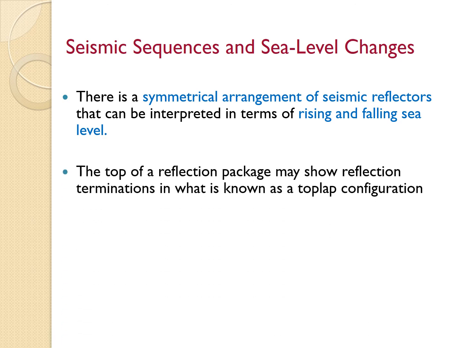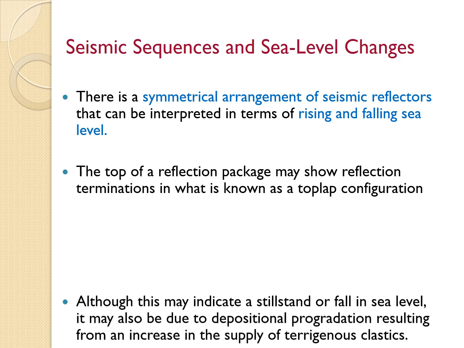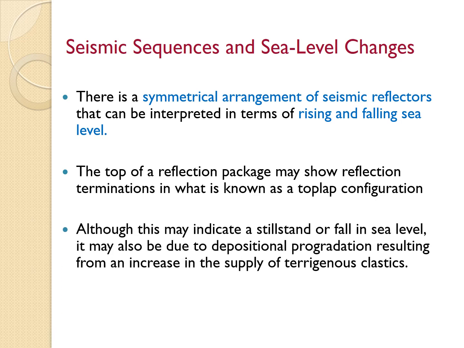The top of a reflection package may show reflection terminations, and we know why terminations. We have toplap, we call it toplap configuration. And although this may indicate still stand or fall in sea level, it can also happen because of depositional progradation resulting from an increase in the supply of terrigenous clastics.